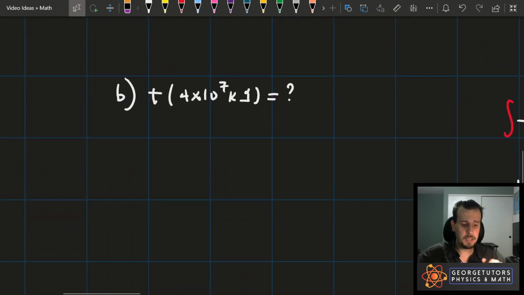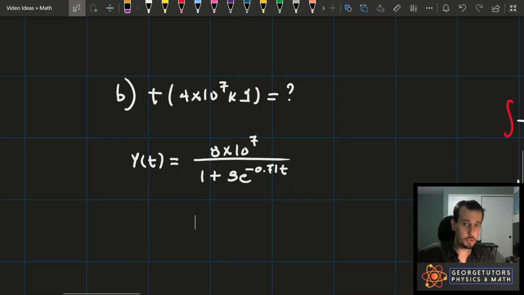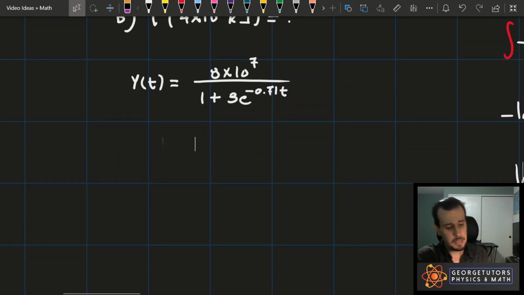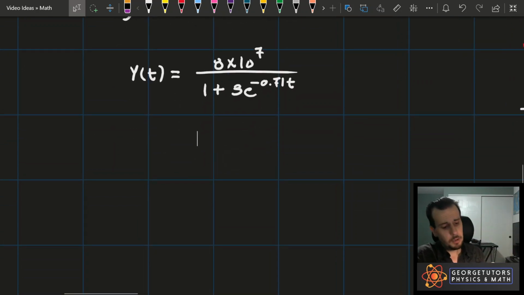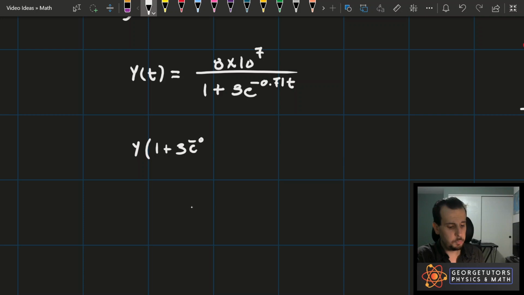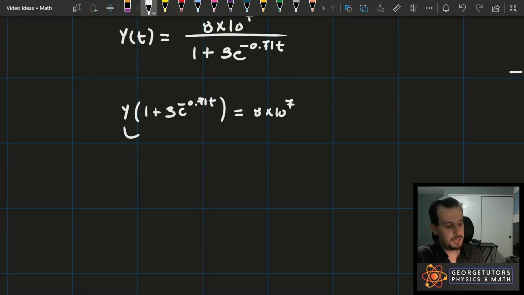They ask, how long will it take for the mass to reach this amount? And what you have to do right now is reverse the logistic equation solution in terms of time. The first step would be probably to cross multiply this quantity across. So I'll have y times 1 plus 3 e to the negative 0.71t. And then on the right-hand side, I have the 8 times 10 to the 7 untouched. Then I distribute the y in here, giving me y plus 3y e to the negative 0.71 times t. And again, the right-hand side is completely untouched.